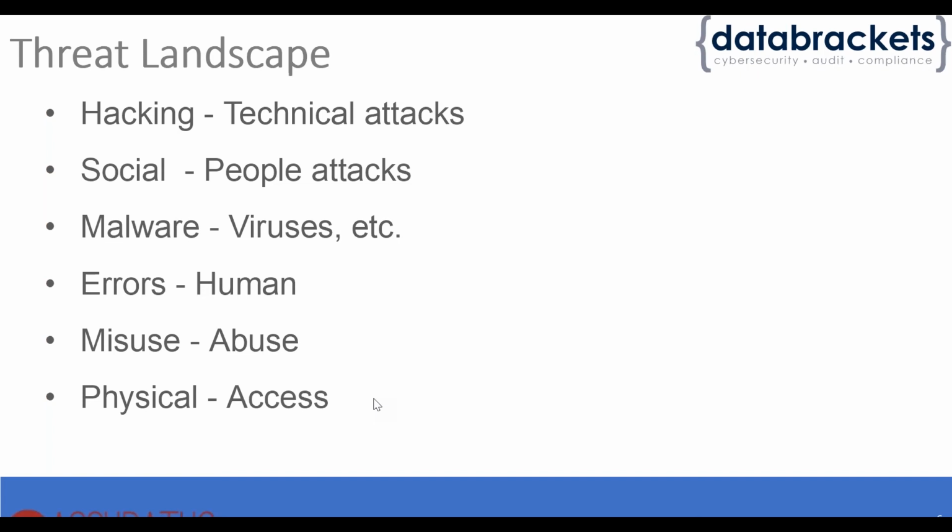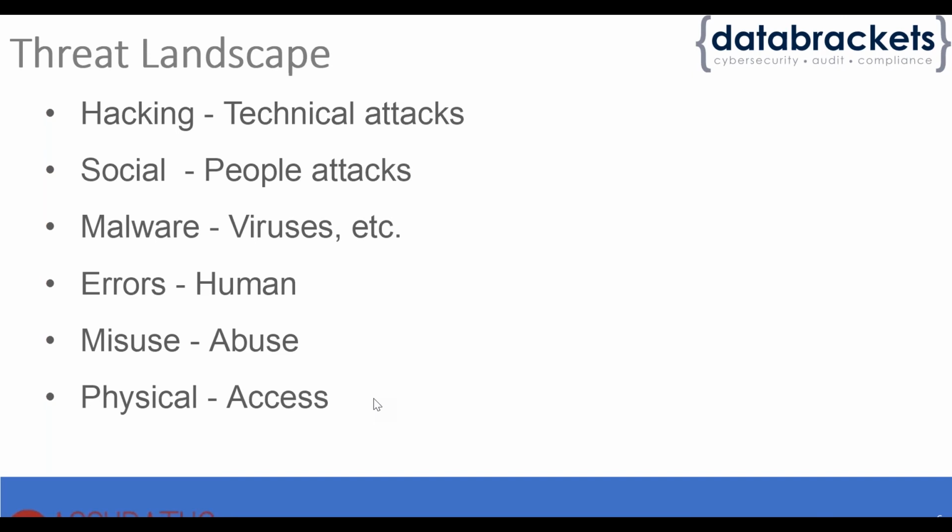Next on the list is malware. You should be very familiar with malware, viruses, trojans, etc., that infect your systems via emails, downloads, etc. One of the original threat vectors, and it continues to be a threat even in 2020.